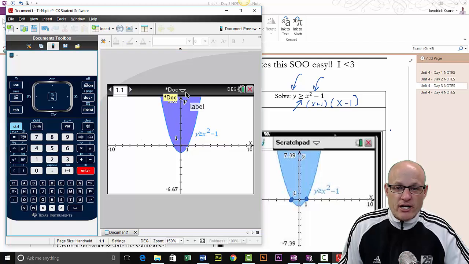It says, okay, we're going to shade above, because anywhere in here is where this is above the x-axis, is where the y values are above x squared minus 1, or the function value there.